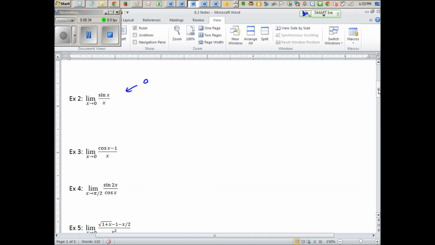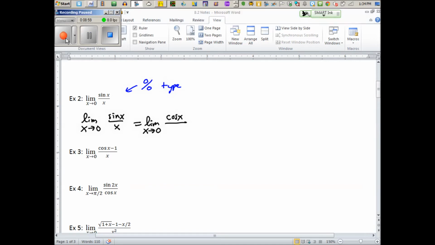And I usually like it if you guys label this. This is a 0 over 0 type problem, isn't it? So what you do is you just take the derivative of top and bottom. And although the expression is changing, the limit remains the same. So what's the derivative of top? Cosine x. What's the derivative of the bottom? So the derivative of sine is cosine. What's the derivative of x? Simply 1. And now you can plug in the 0.